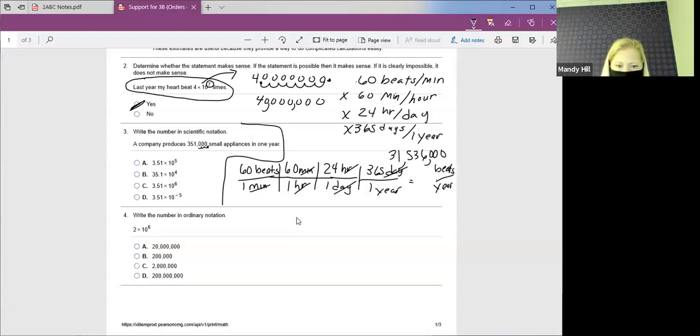1, 2, 3. 351 is not between 1 and 10, so I would move it again. That's 4 times. Is 35 between 1 and 10? No, we got to move it one more time. And so we would get 3.51 times 10 to the however many times you move that decimal. And it looks like we've moved it 5 times. So A.